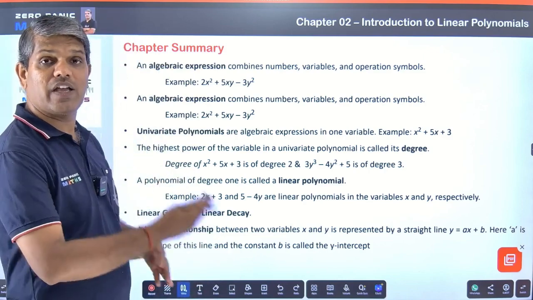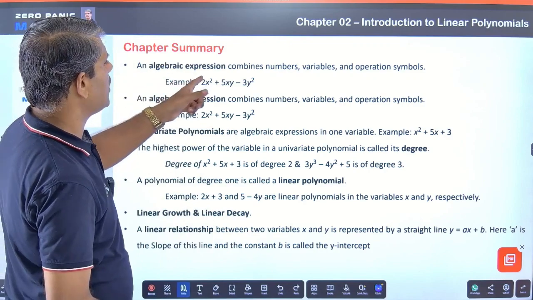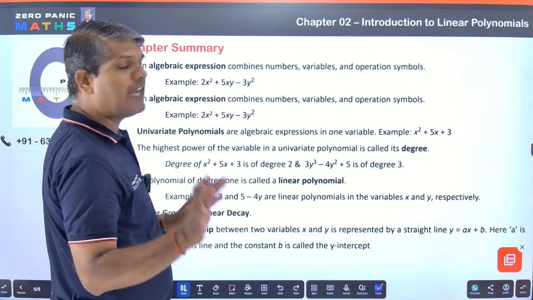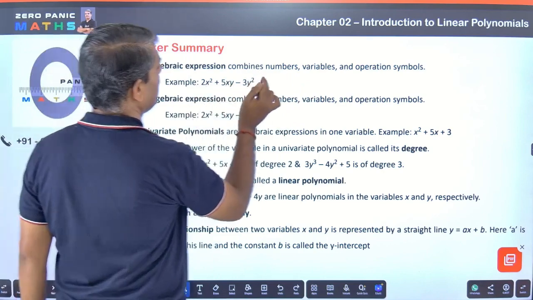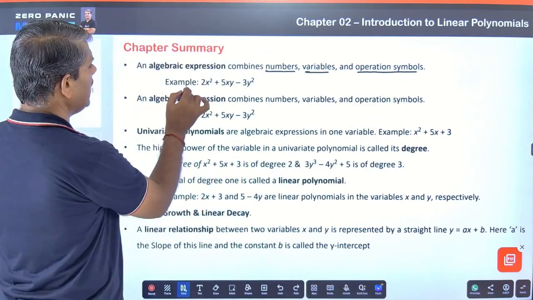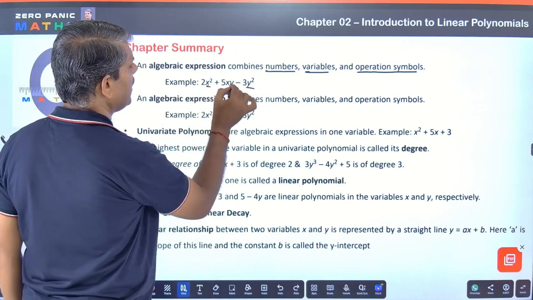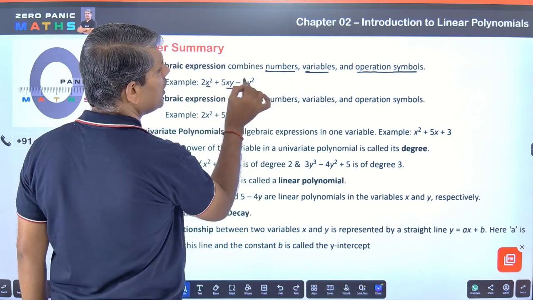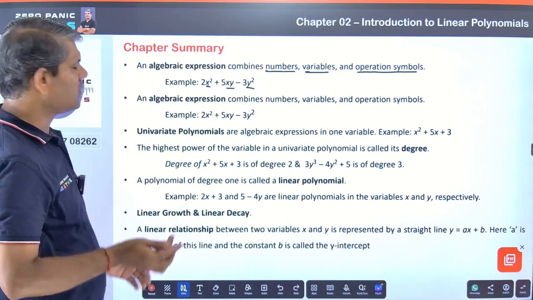Now, whatever we have studied from the beginning of this chapter. We started with an algebraic expression that represents the polynomial in general, not a linear polynomial in general, and what are the parts of that polynomial. It combines the numbers, variables, and operation symbols. Here in the example, the variables are x and y, xy here. The numbers are these coefficients 2, 5, and constants also. Operation symbols are plus and minus. That is the simple explanation.